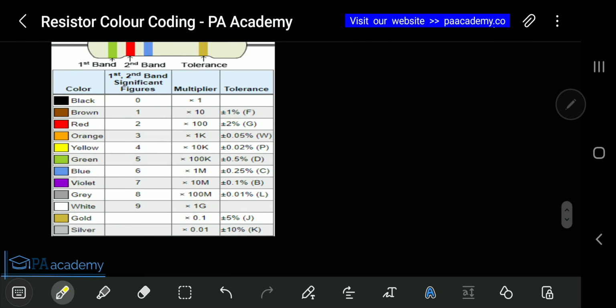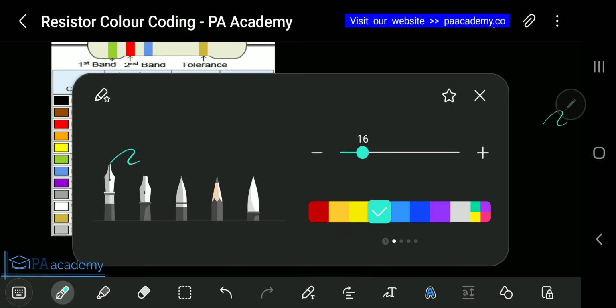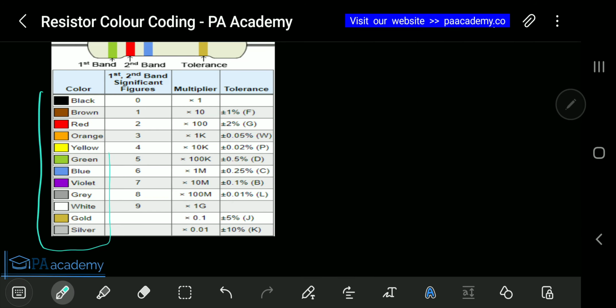Now you see these are the different colors that you find on the body of the resistor. The ones we have here are black, brown, red, orange, yellow, green, blue, violet, gray, and white. So just leave the gold and silver, we are going to talk about them. Those are the 10 colors, I think they are 10.